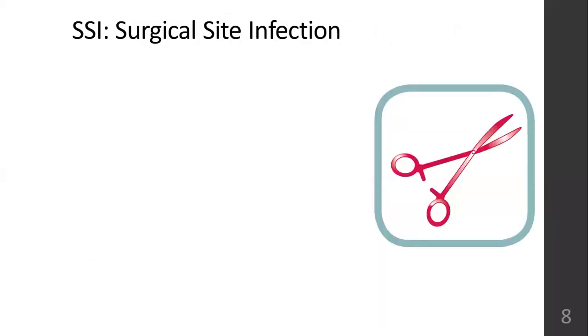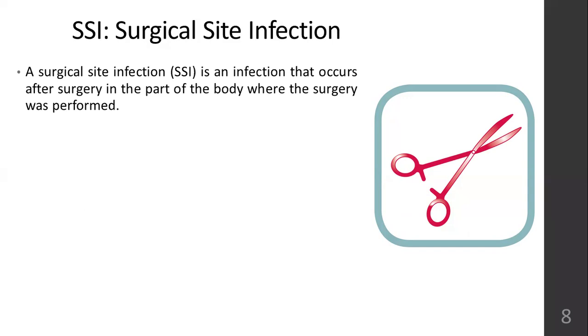Coming to surgical site infection. Surgical site infection occurs soon after surgery in a body part where the surgery was performed. Only that area. It's not like a surgery was done in the hand and you got stomach flu. There is no relation. So where the surgery was done, at that particular site, infection will start. So that is what we call a surgical site infection.